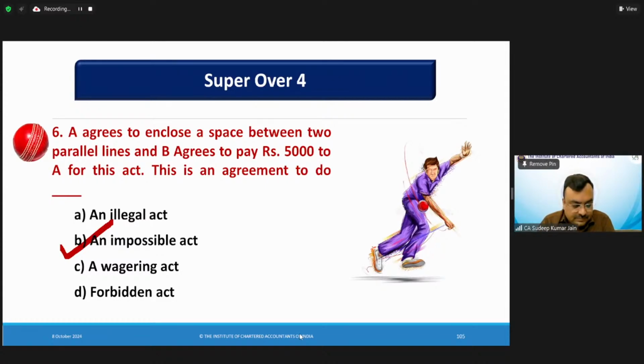सर मेरा क्वेश्चन एग्जांपल नंबर 29 में था सर. Example number 29. Yes, ask. Example that I ask B, if you arrange a girl for me for marriage with me, I will give you 50,000. Right? हाँ जी सर.